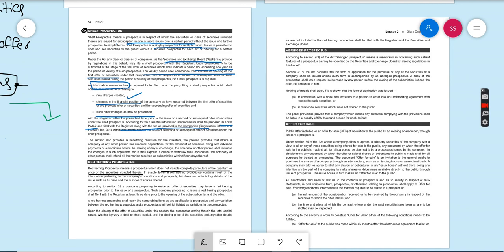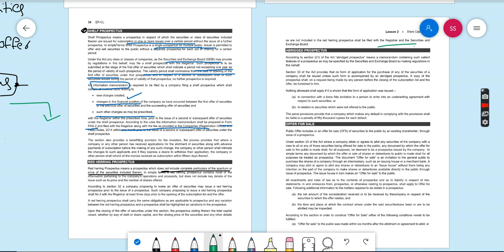And the red herring prospectus shall be filed with the registrar and SEBI. Before issuing to the public, you need to file that red herring prospectus with SEBI and the registrar. Also, this is important: you should file the prospectus with the registrar at least 3 days prior to the opening of the subscription list on the offer. Alright. So let's discuss the abridged prospectus.